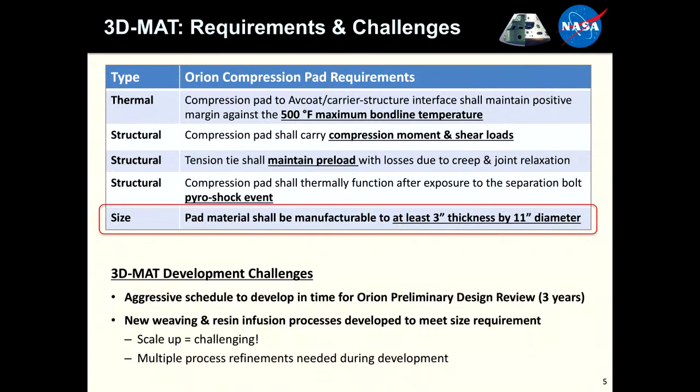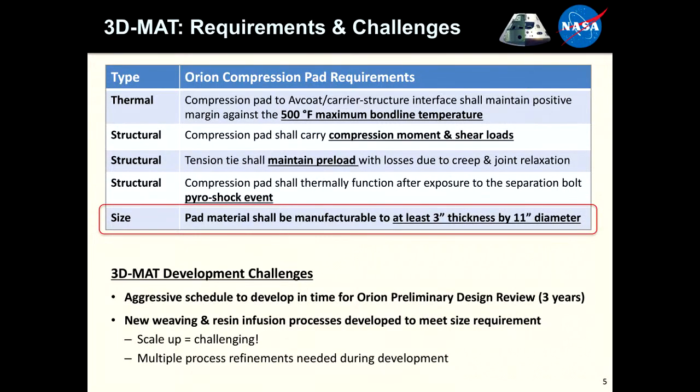This composite also has to maintain a significant preload through that tension tie or explosive bolt. There's that pyroshock event I mentioned, an explosion in the bolt happening just right next to the compression pad. And then finally, one of the driving requirements for developing this material was actually the size. The pad material needed to be at least 3 inches thick by 11 inches in diameter. So it's a pretty significant size for a 3D fully dense composite.